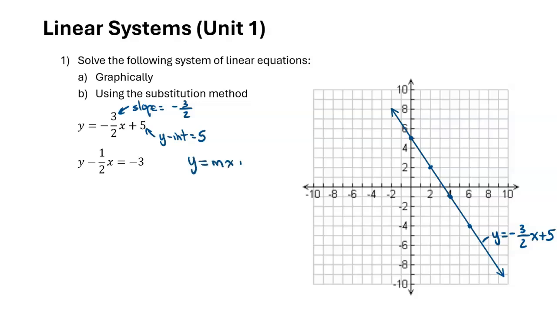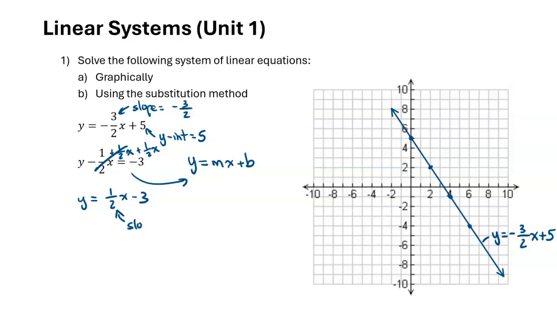We continue that pattern, draw the line through those points, and label it with the equation. You'll notice the second equation is not in the form y equals mx plus b, so we're going to rearrange that equation so that we can write it in that form. If I add 1/2 x to both sides, it cancels off the right side, and I'm left with y equals 1/2 x minus 3.